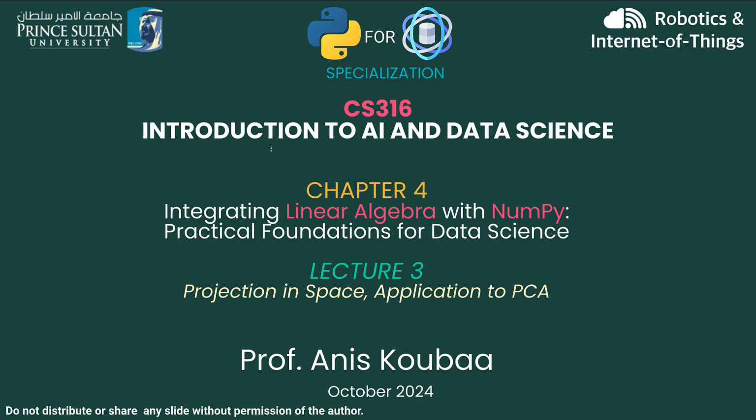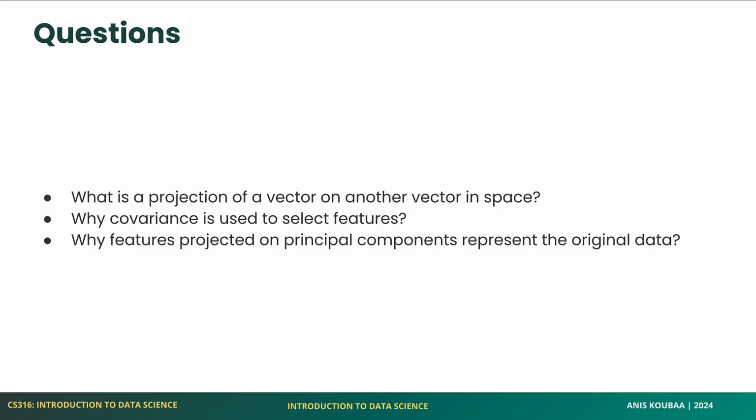Okay, so this is now lecture 3 in chapter 4, and today we're going to talk about projection in space. We've talked about vectors, and we also introduced PCA when we talked about eigenvectors, but I think there are still some missing loops. Especially I felt this when we talked about the projection of the features on the principal components. So now, if I ask you, what is the projection of a vector on another vector in space?